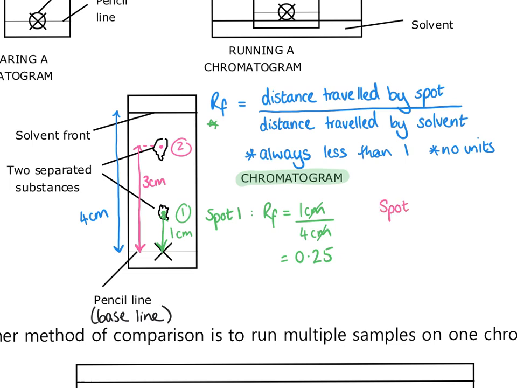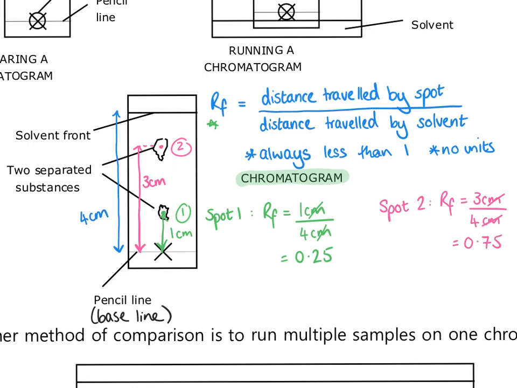So let's work out the RF value for spot 2. RF, according to our equation, is the distance travelled by the spot, which is 3 centimetres, divided by the distance travelled by the solvent, which is 4 centimetres. Again, your centimetres cancel out, so I have no units. 3 over 4 is 3/4, which is the same as 0.75. Use your calculator to get that as a decimal. And again, there is no unit for this. You can see both of our values are less than 1, which shows we've done this correctly, because your spot will never travel further than your solvent.